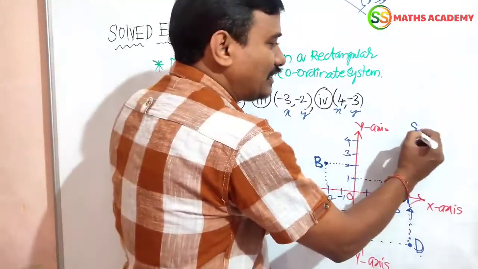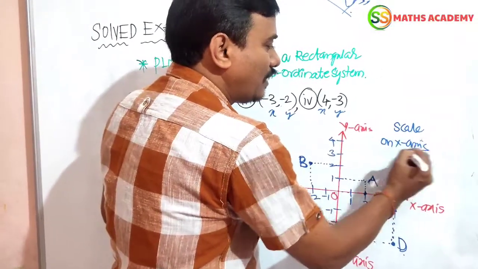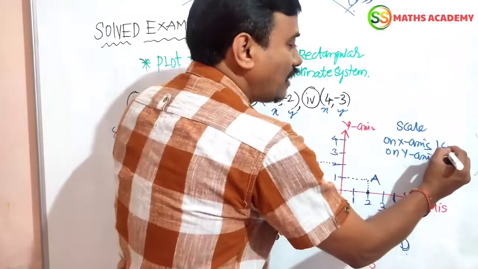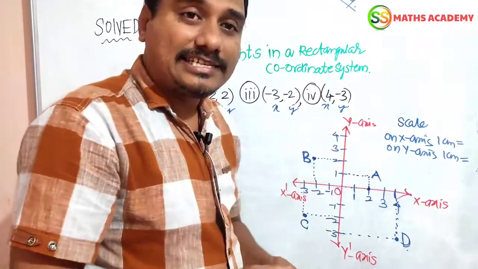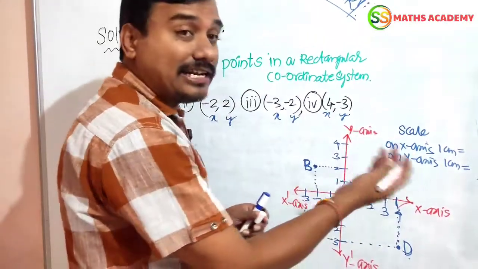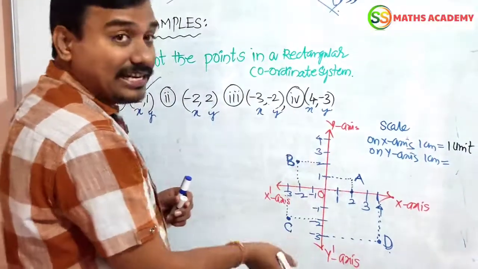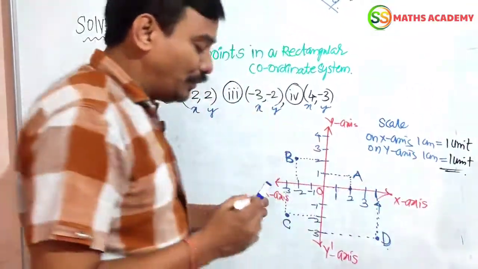Now the very important thing is the scale. On the x axis and on the y axis, 1 centimeter and 1 centimeter are equal. On the x axis, 1 centimeter is equal to 1 unit; I have taken a number line of 1 unit only. On the y axis also I have taken 1 unit only, 1 centimeter equals 1 unit. This is the scale.